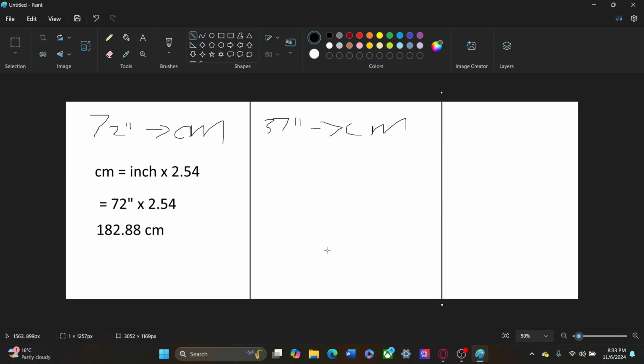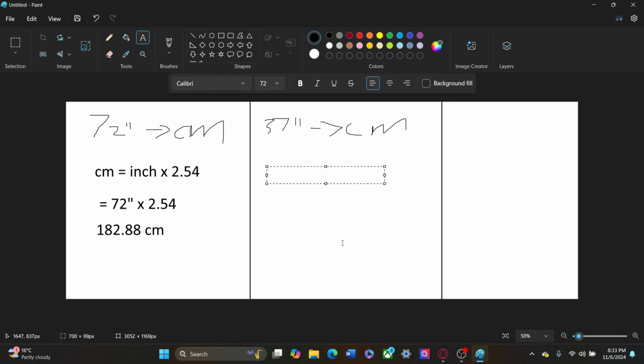Just extend this out really here. There we go. So, first thing we gotta do, write out our equation. Centimeters equal inch times 2.54. Okay, we got our calculation here. Now, do we know inches? Yes, we do. We see it right there. 37 inches, right? Put that there.